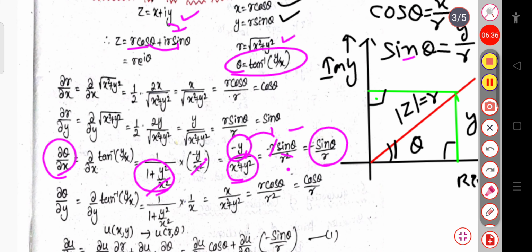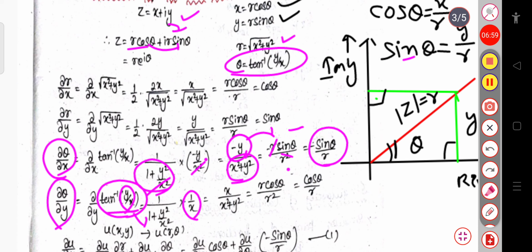Now we will calculate ∂θ/∂y. So ∂/∂y of θ, where θ is tan⁻¹(y/x). That will again be 1/(1 + y²/x²), this is the derivative of tan⁻¹(y/x), into the derivative of y/x. Here with respect to y we have to differentiate, so 1/x is the constant.